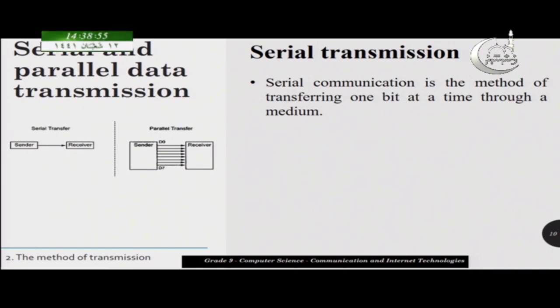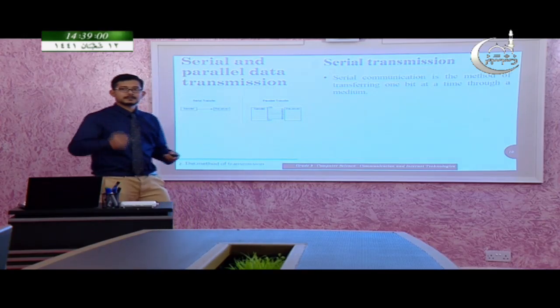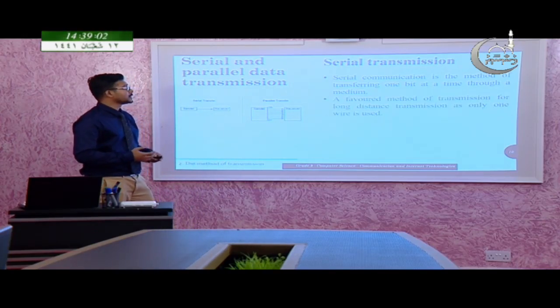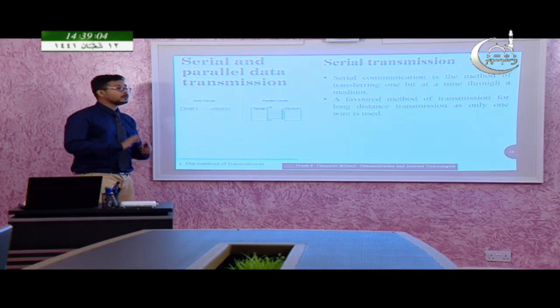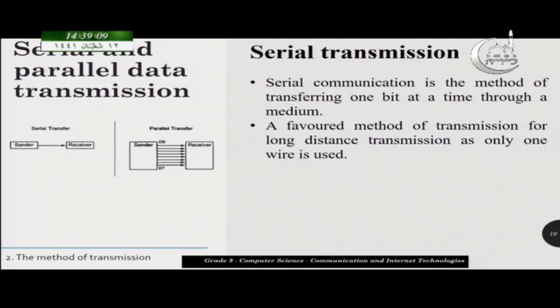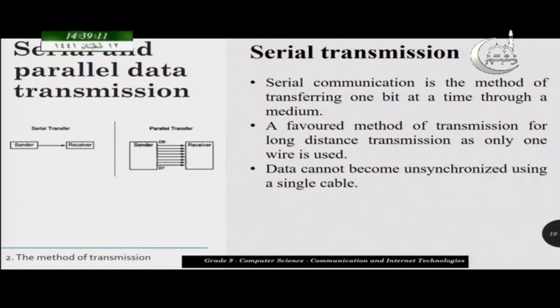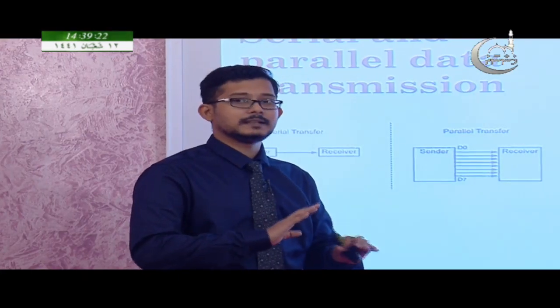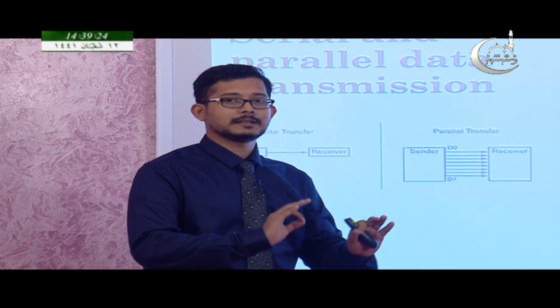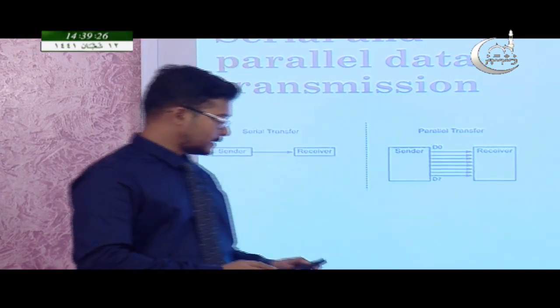So obviously from this itself you get an idea that it will be slower, because if you send one, one, one like that, it will be slower, right? But it is favored for long distance data transmission. This is used for long distance data transmission. Data cannot become unsynchronized using a single cable, because we are following a pattern, first bit, then the second bit, so there is no chance that it is not synchronized. It is only using one cable, so it will always be synchronized.